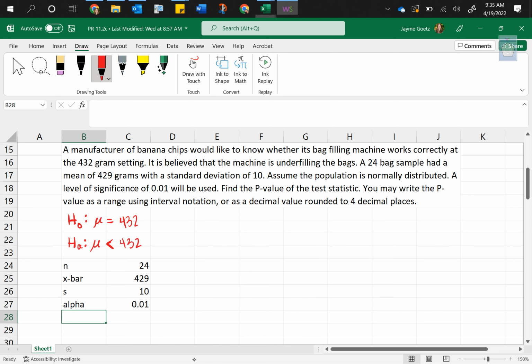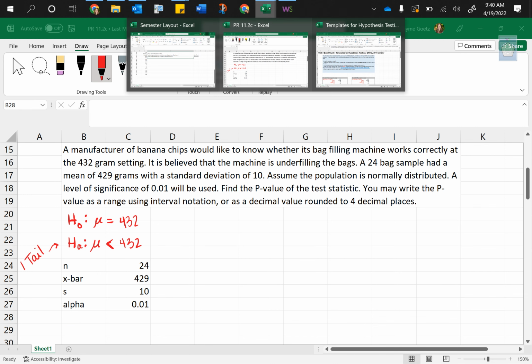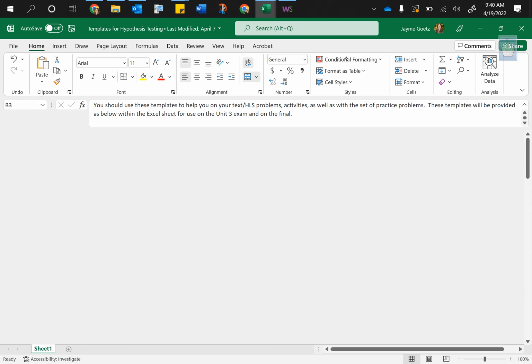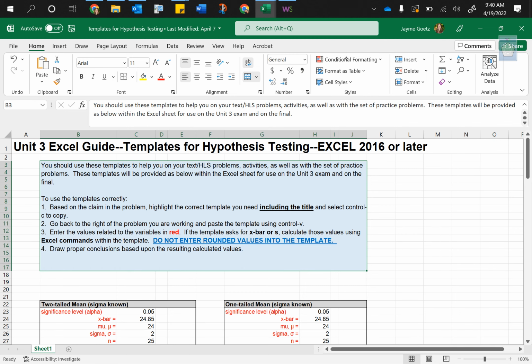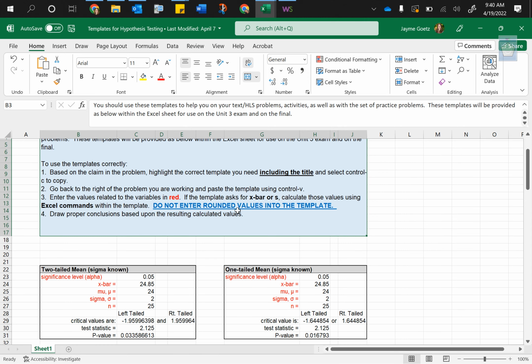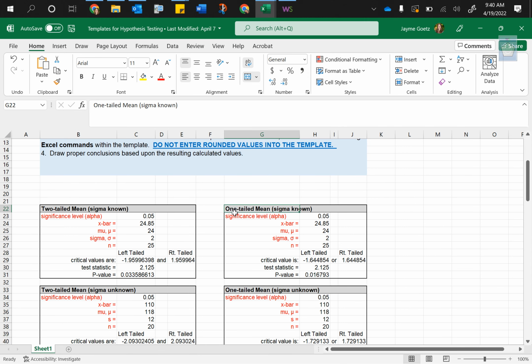Okay? And is it going to be sigma known or sigma unknown? Sigma unknown. We only know S. So let's go to our templates, and we want one-tailed mean sigma unknown. I'm going to look here, if I can find my mouse. There it is. Here's one-tailed mean sigma unknown, and we want to highlight the whole thing, title included.